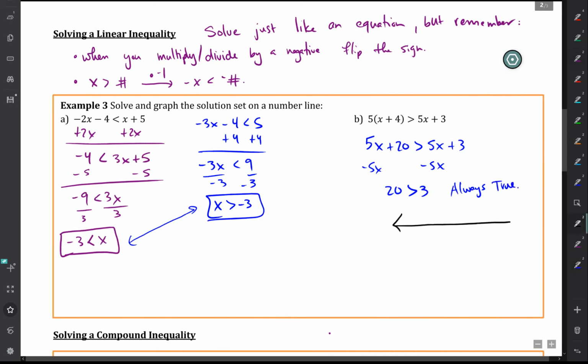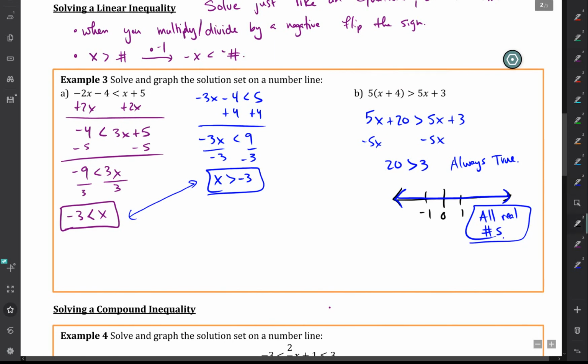So if you're going to map or draw your solutions, you would say that the solution set is all real numbers. That inequality holds regardless of the value of x.